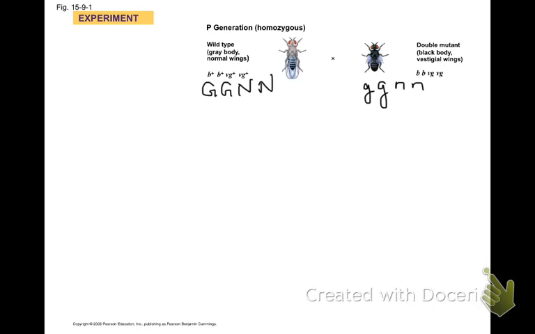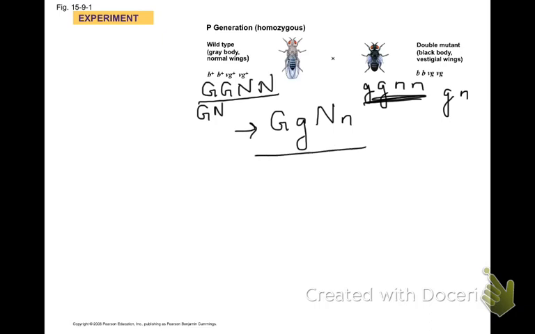Alright, so when he crossed them, he got offspring which were capital G, small g, capital N, small n, because all of the sperms or eggs provided by this creature will have only capital G and capital N. All of the sperms and eggs provided by this creature will have only small g and small n. So the offspring that is the outcome of these two parental unions will be capital G, small g, capital N, small n. But outwardly they would look grey and normal.